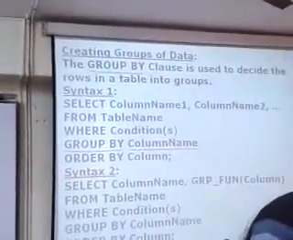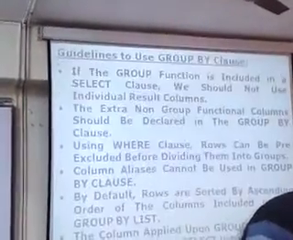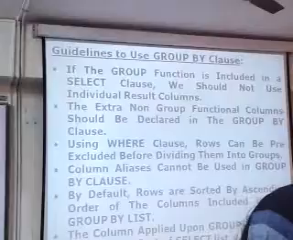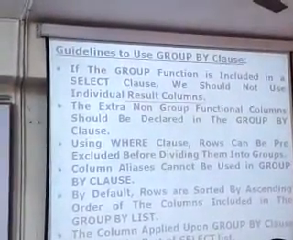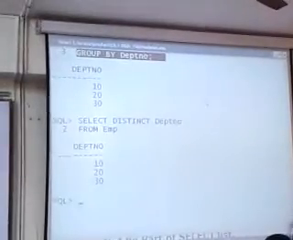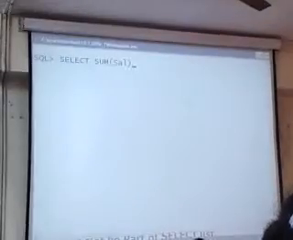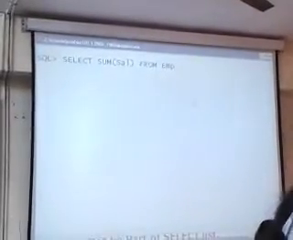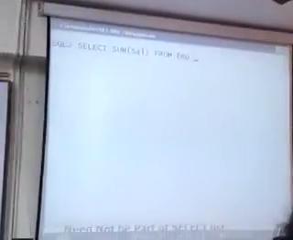Whenever a group by clause is implemented, there are certain rules which we have to catch very carefully. What are those rules? If a group function is included in the select clause, we should not use individual result columns. That's what we saw very clearly in yesterday's class. Let me check: I am saying select sum of sal from EMP. I'm getting the overall investment in my company, yes or no? Yes, sir.